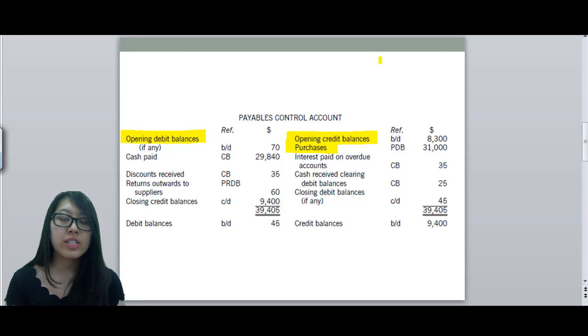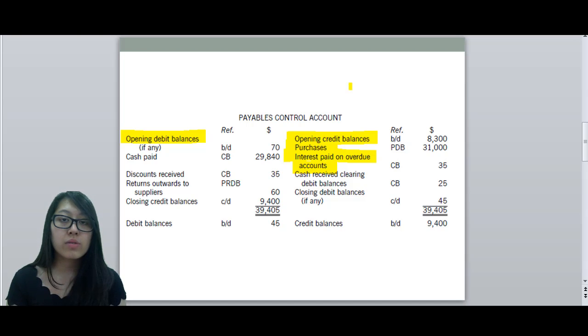Purchases here are taken from the purchase day book, similar to how the sales in the trade receivable control account were taken from the sales day book. And the purchases is put on the credit side because the more credit purchases we have, the more liability we will owe to our trade payables. The next item is interest paid on overdue accounts. Interest paid represents how much interest we are going to have to pay in addition to the amount that we already owe to our trade payables.